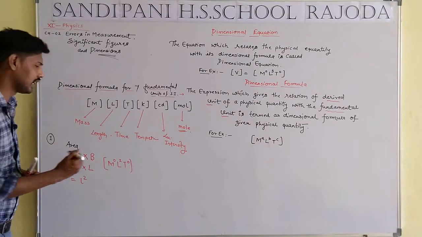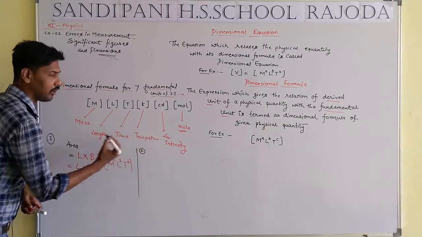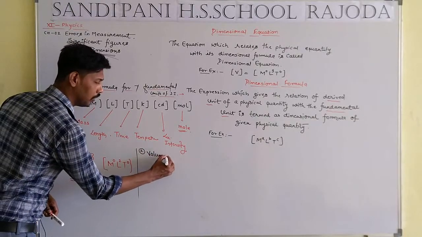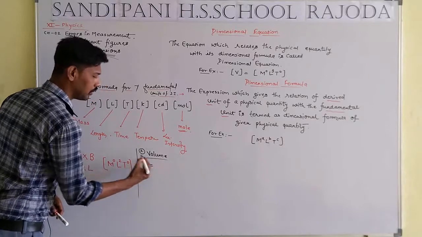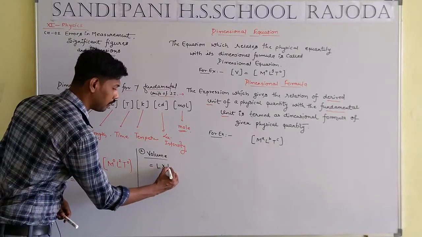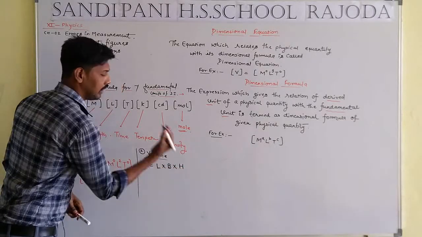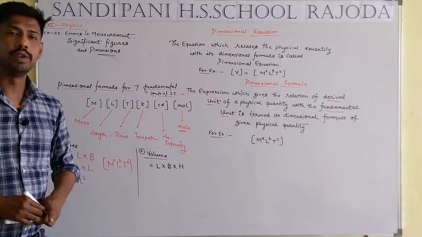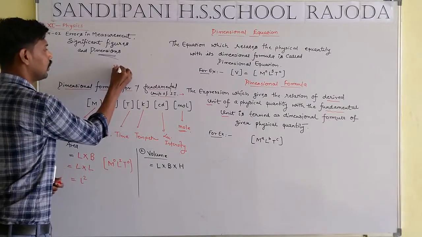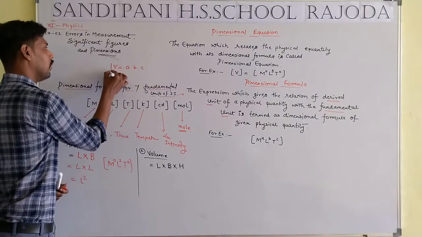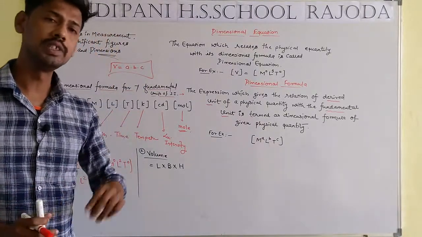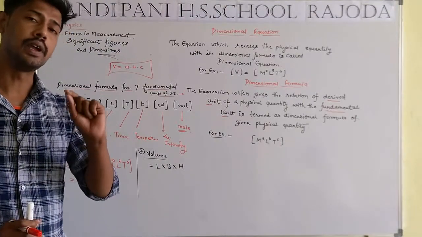Now we are taking the second example according to your syllabus. Volume. ठीक है, volume is equal to length into breadth into height, according to the formula of class 8th, 9th, 10th. Volume will be equal to length, breadth, height. In class 10th, you know the volume of a cube will be equal to ABC, where A, B, C mean length, breadth and height.